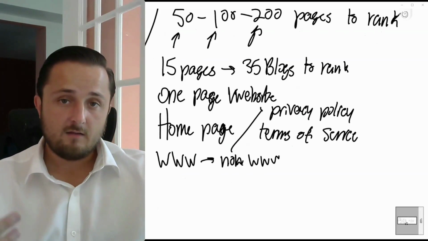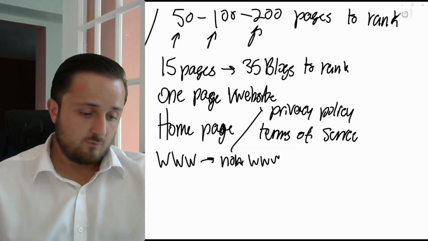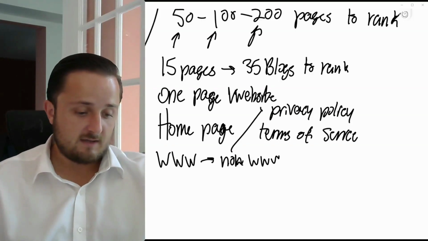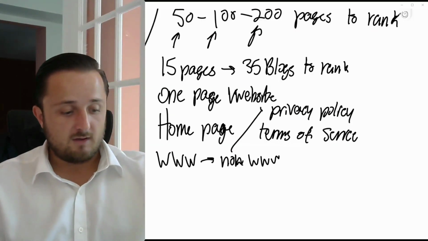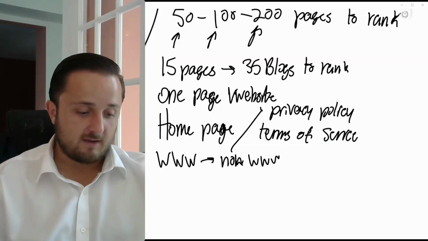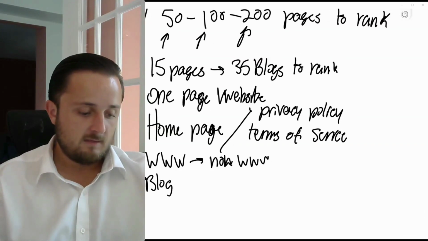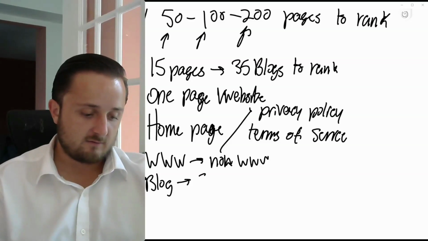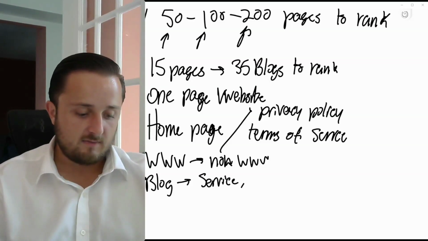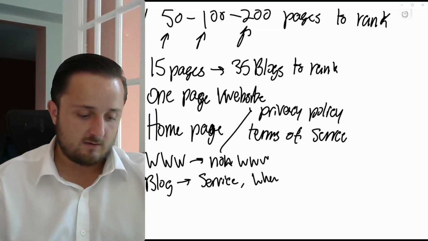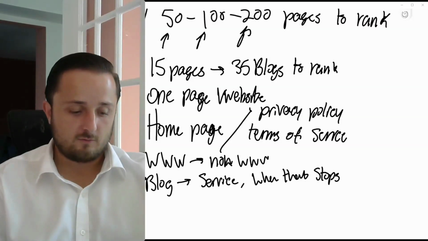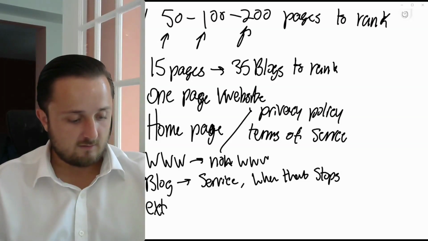So, yeah. So we can get away with maybe 15 pages, maybe you can get up to 35. What will probably happen is that you'll start building out blog content and then having that link back to some of your service pages. And then when that stops helping you rank, that's when you're going to want to look towards more external links or backlinks.